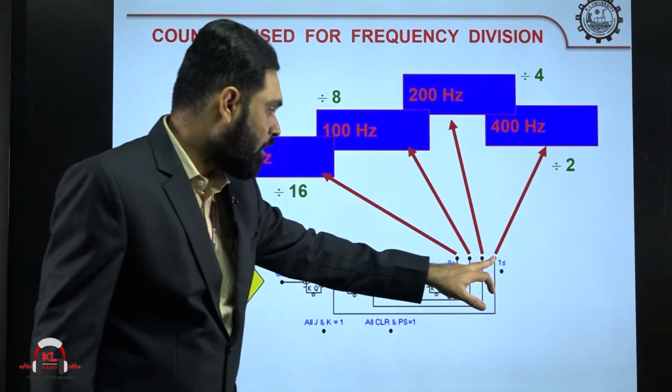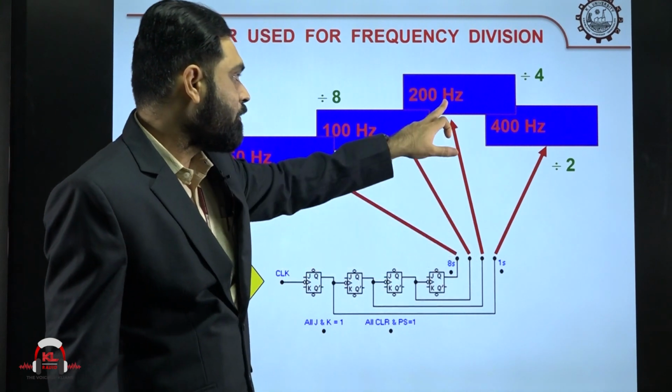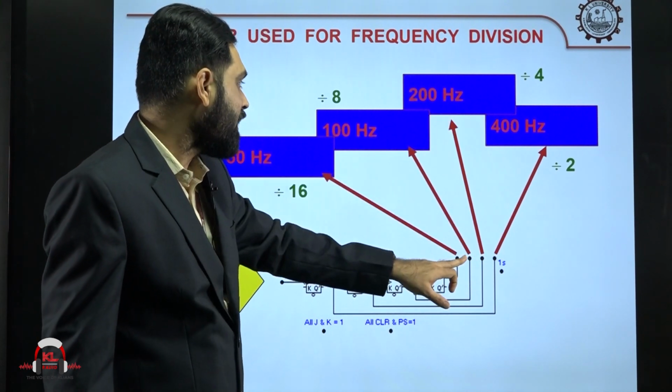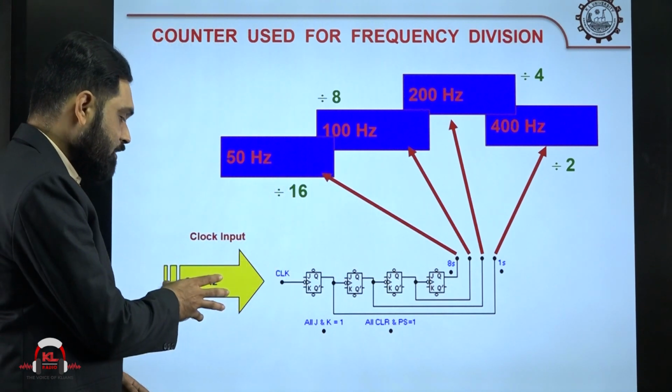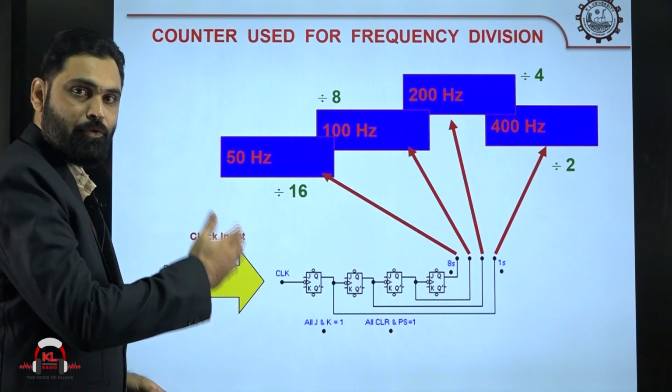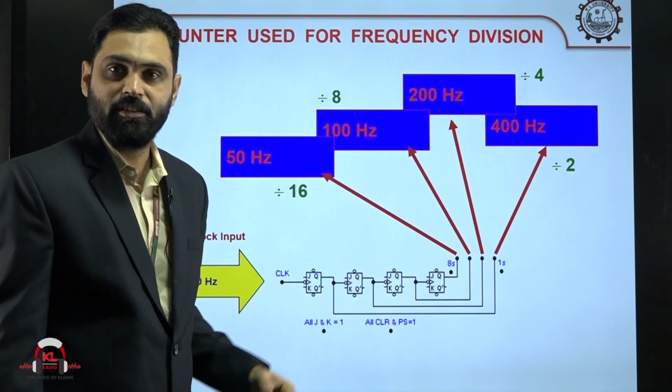Whenever you take output from here, you will get 400 Hz. Whenever you take output from here, you will get 200 Hz, then 100 Hz, then 50 Hz. So whatever frequency you have applied, 800 Hz, if you want to divide it, you can do that using this construction.